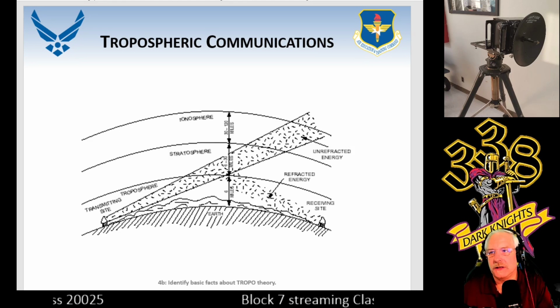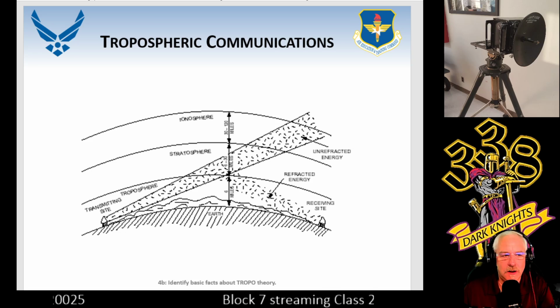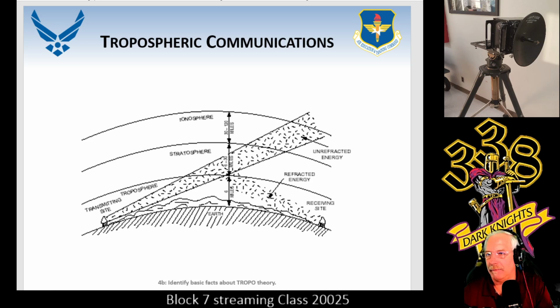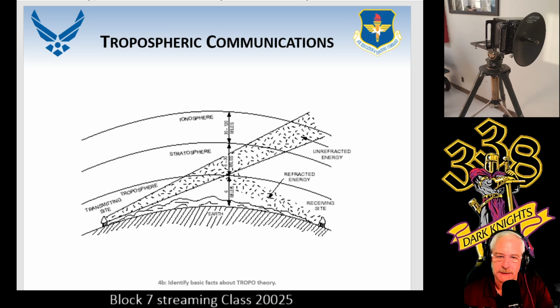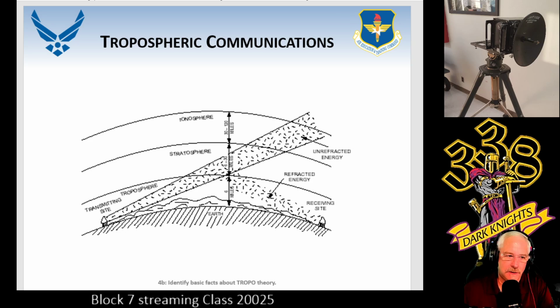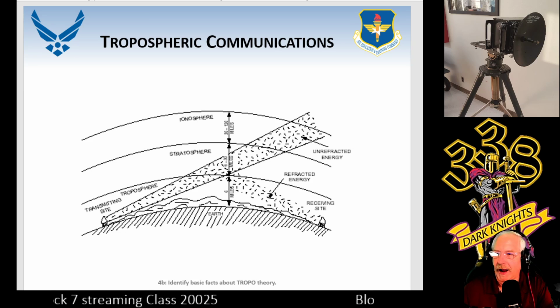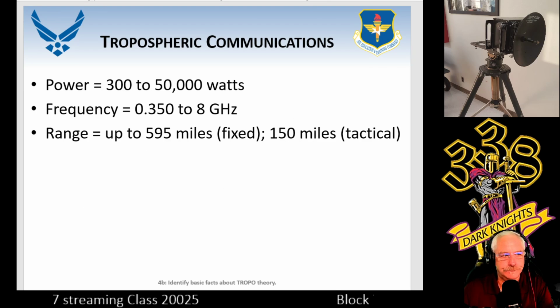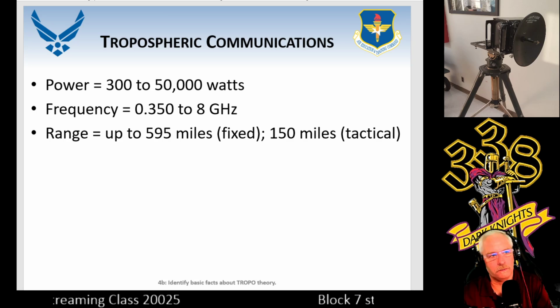You can see in this diagram that most of the tropo signal that we generate goes right out of the atmosphere. Very little of it gets refracted back down, and this is where the high gain antennas come into play. So the idea is to get it just beyond that horizon and then to get it refracted back down to Earth. Here's a typical tropo system.